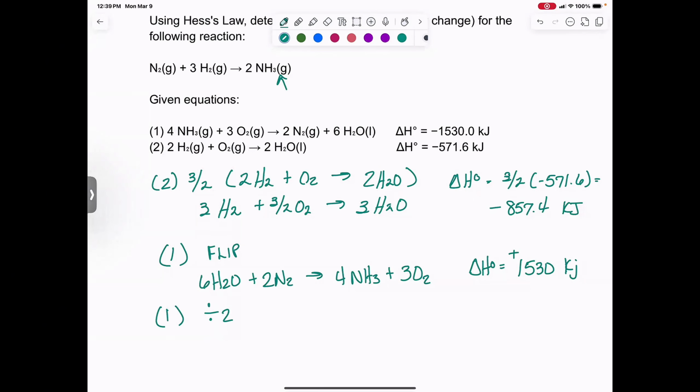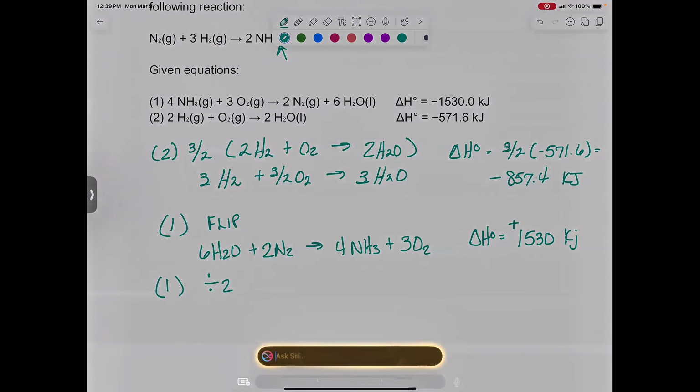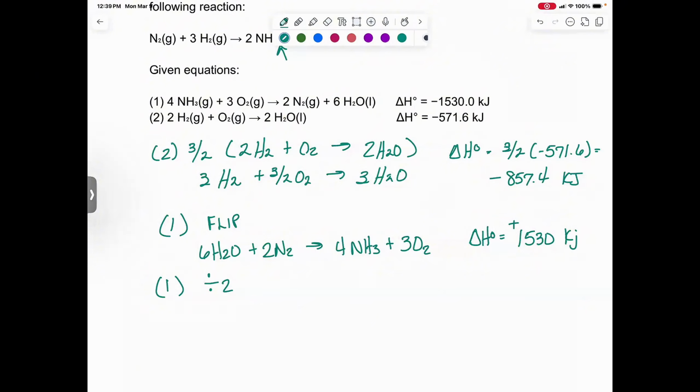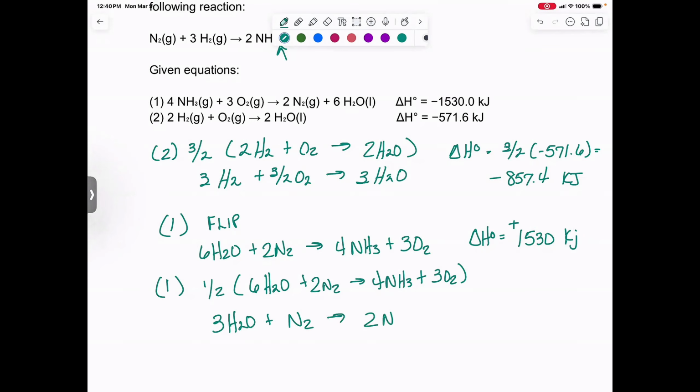Or times by half. Actually, I'm going to word this as times 1/2. Give me a moment while I write this out. NH3. Okay. So if we apply a half, if we cut everything in half across the board, we'll have 3 waters, 1 nitrogen, which is what we want on the reactant side, and we'll have 2 ammonia.